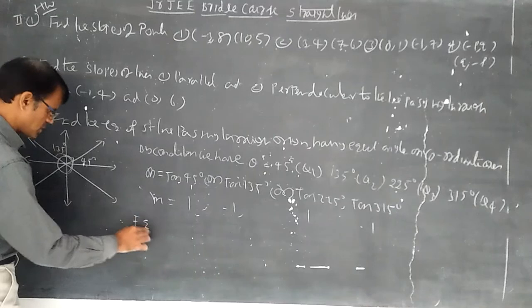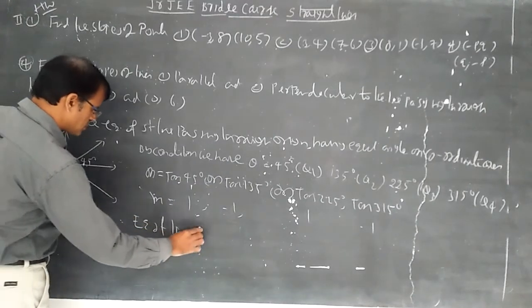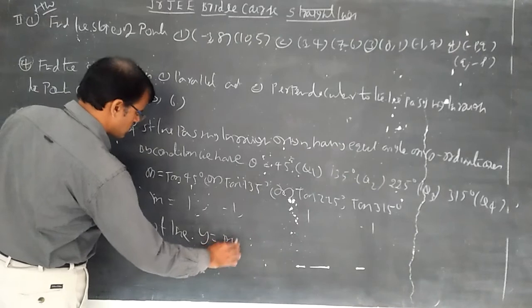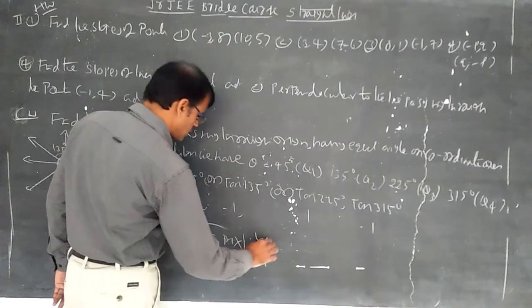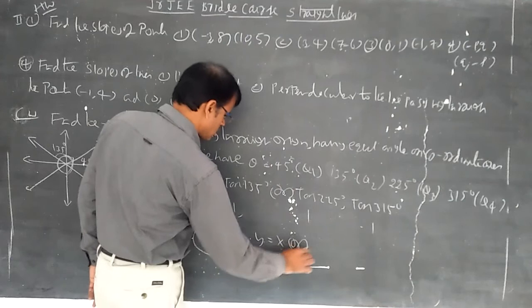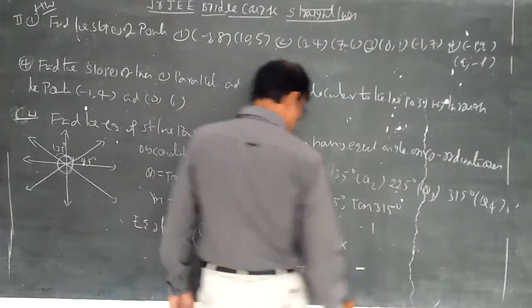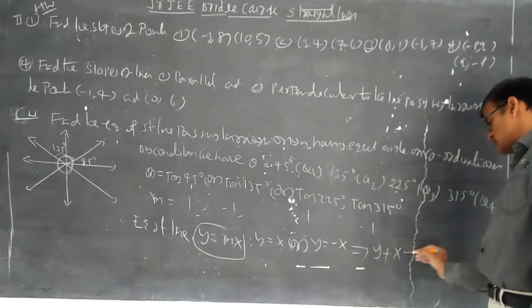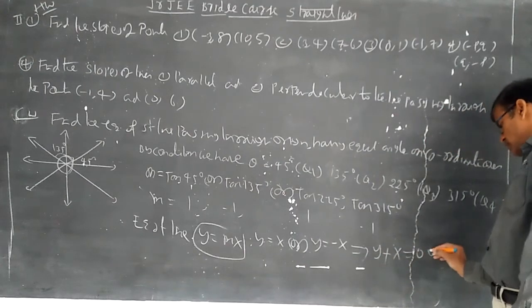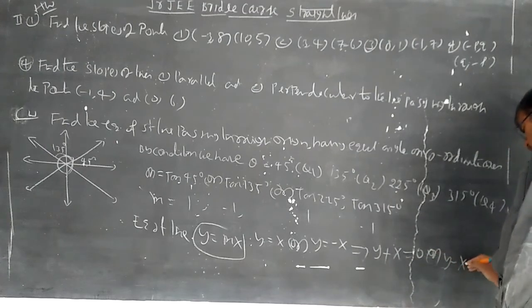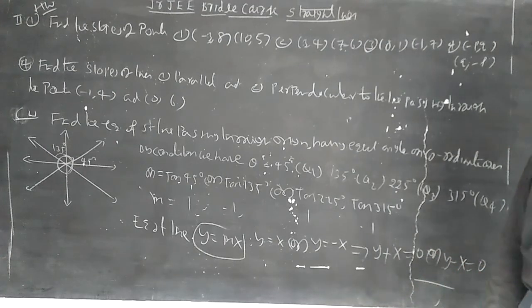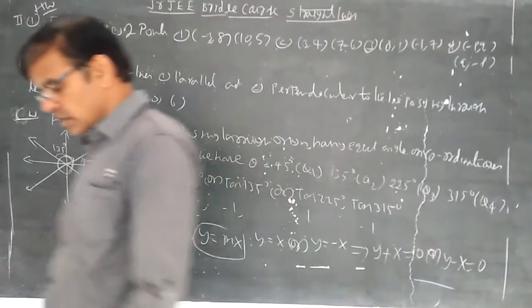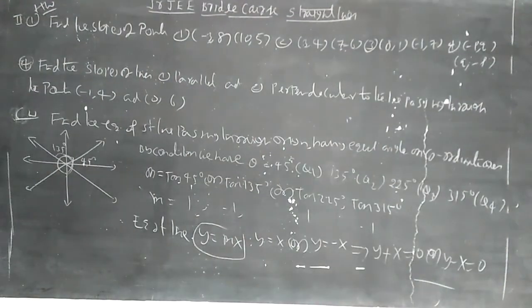Therefore, the equation of a line passing through the origin, we know that y is equal to mx. So you can write y is equal to x or y is equal to minus x, that means plus or minus x. So y plus x is equal to 0 or y minus x is equal to 0, or x minus y equal to 0. These are the equations of straight lines passing through the origin and making an angle with the positive direction of the x axis.